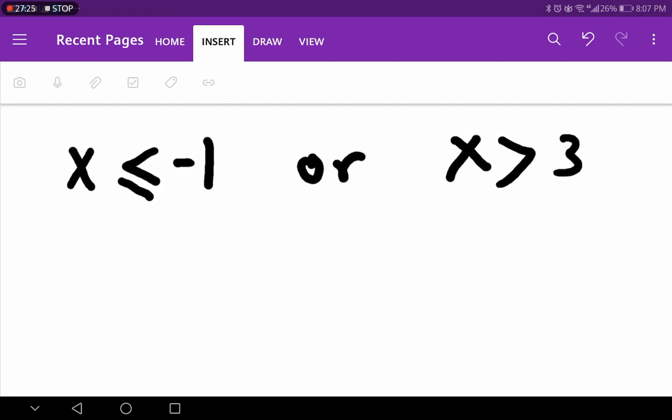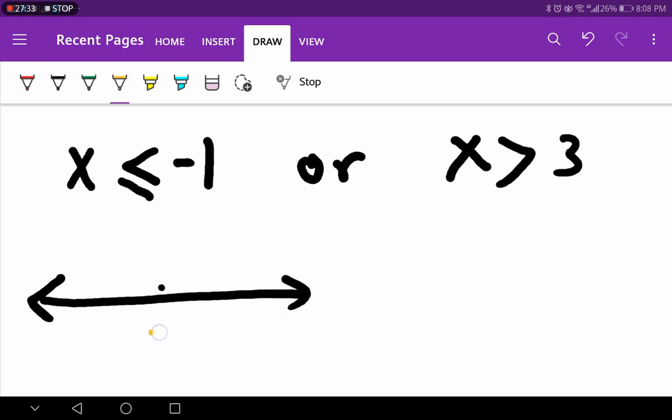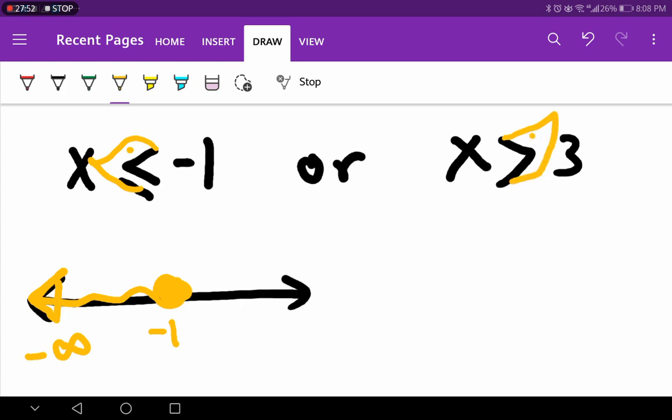Yes, let's go. I draw the number line. I drop the negative 1. I close the circle and move to the left because it is less. Less means the fish will eat the number. Greater means the fish will eat the letter. Remember this.